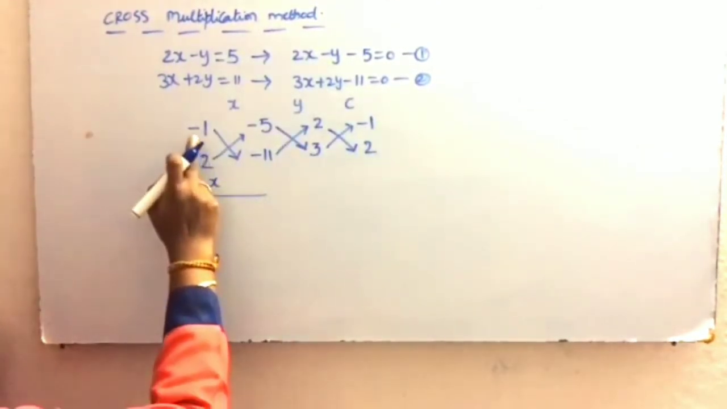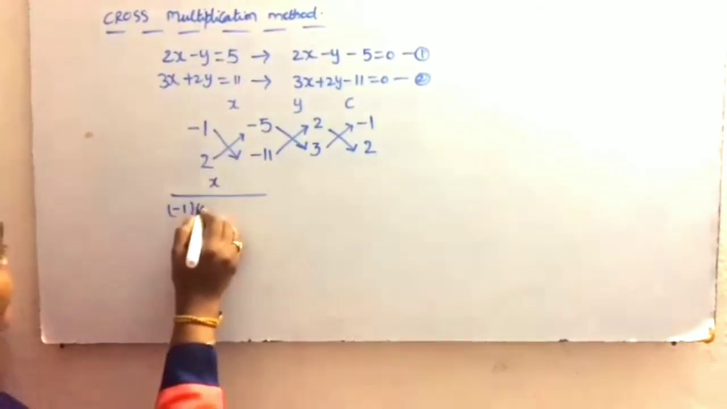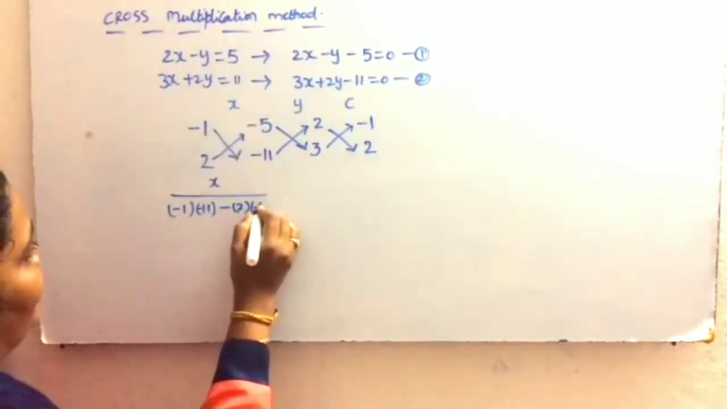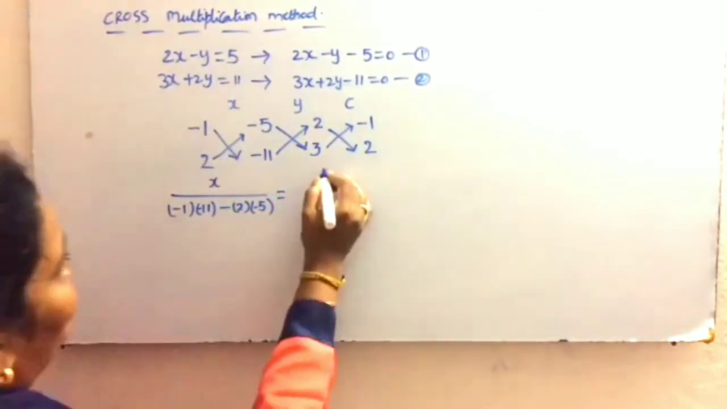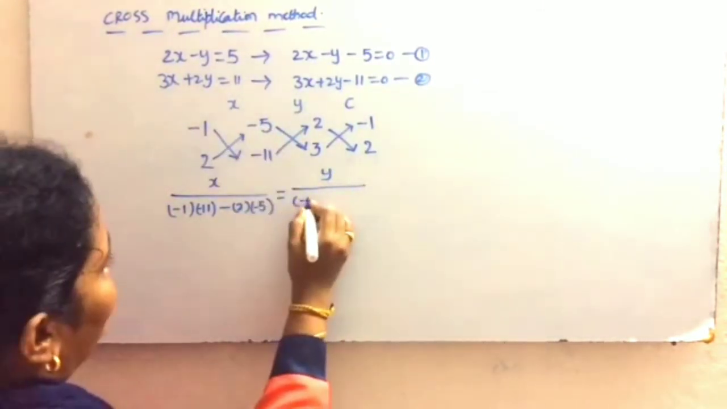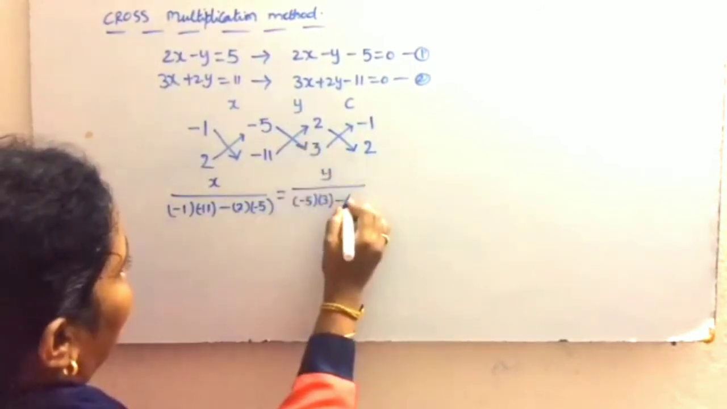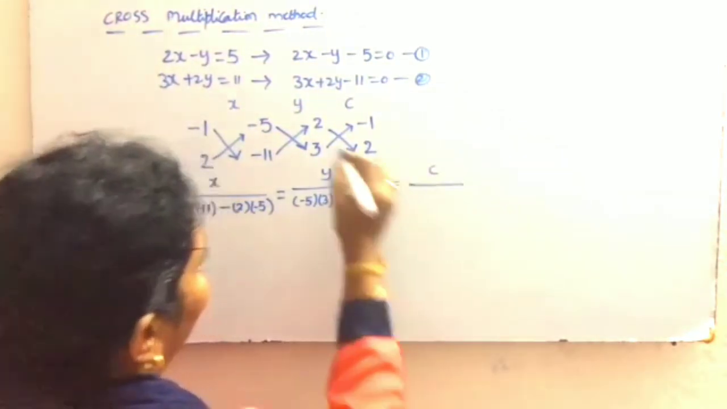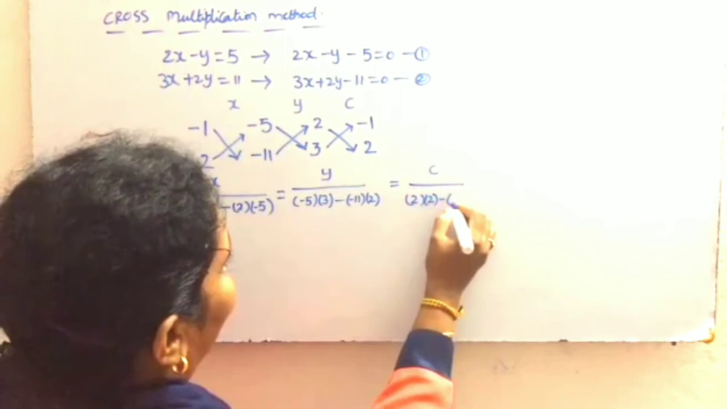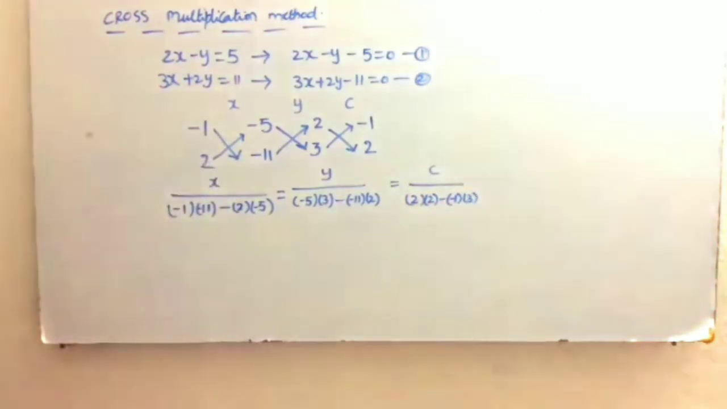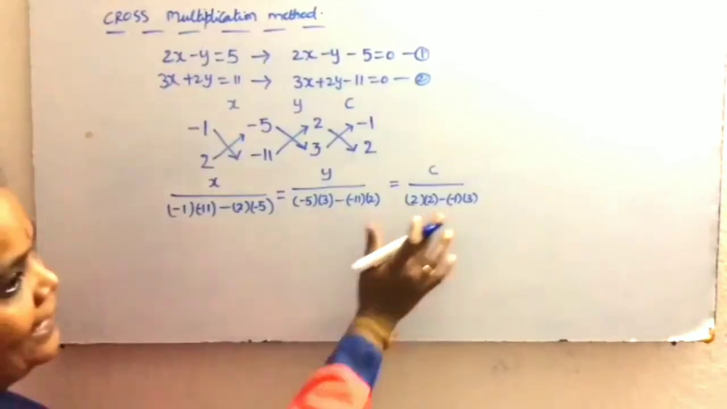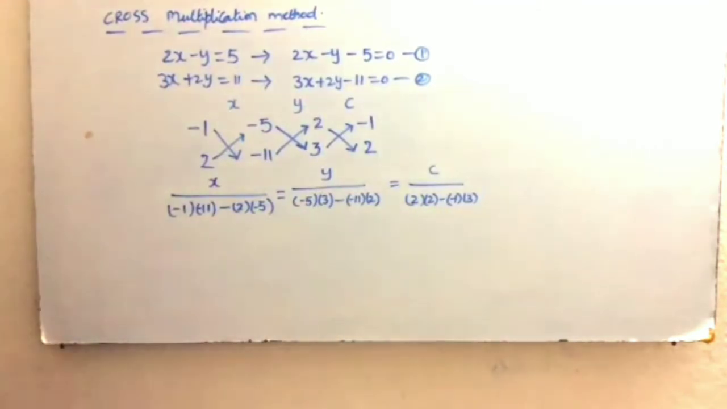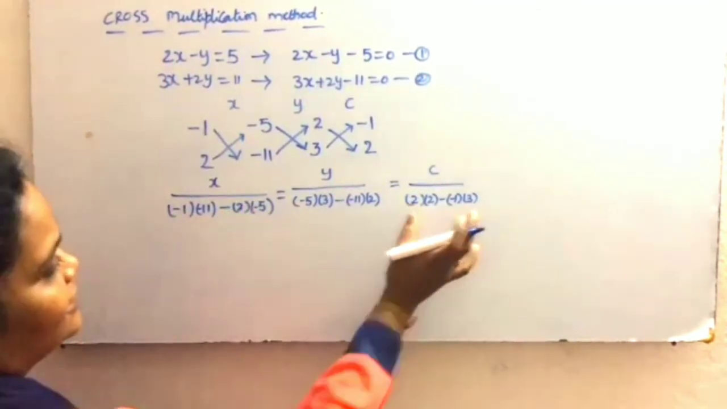So now we will multiply minus 1 into minus 11, minus 2 into minus 5, equal to y by minus 5 into 3 minus minus 11 into 2, equal to c by 2 into 2 minus of minus 1 into 3. So we will equate the three coefficients, the x coefficient, y coefficient and constant. Now we will equate the x coefficient and constant.